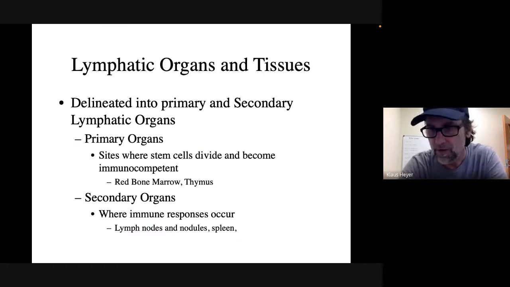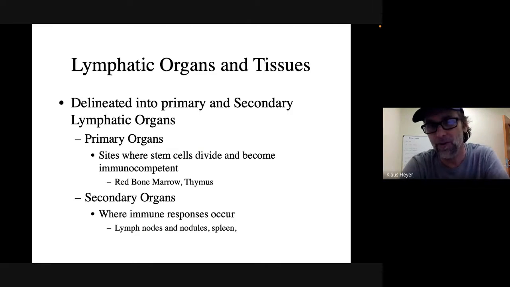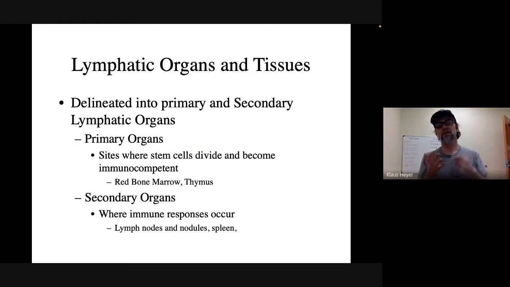There are these things called lymphatic nodules. They're just like lymph nodes, except they don't have a capsule around them. It's not a big deal. And your spleen. So lymph nodes, lymphatic nodules, and your spleen are where immune responses start. That's one of the ways your body knows that you've been infected with something. Those organs are not about training, like making B cells and T cells. No, B cells and T cells hang out in your lymph nodes, lymphatic nodules, and spleen, and that's going to trigger your immune system.